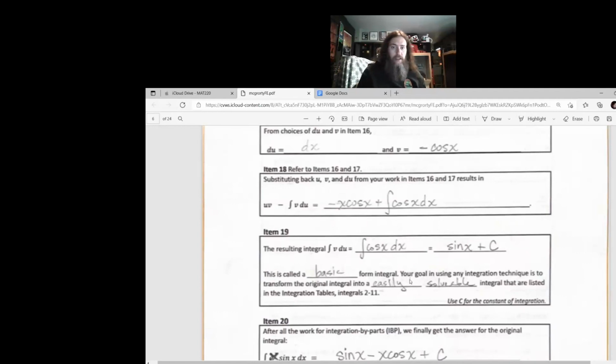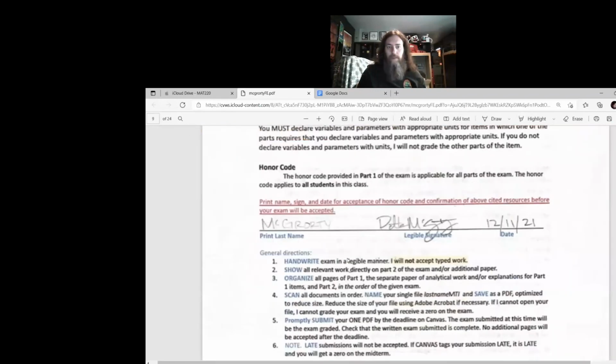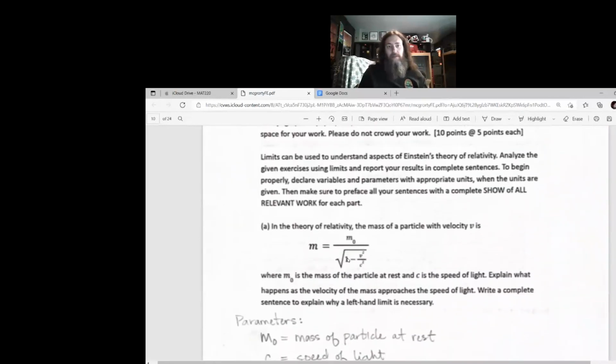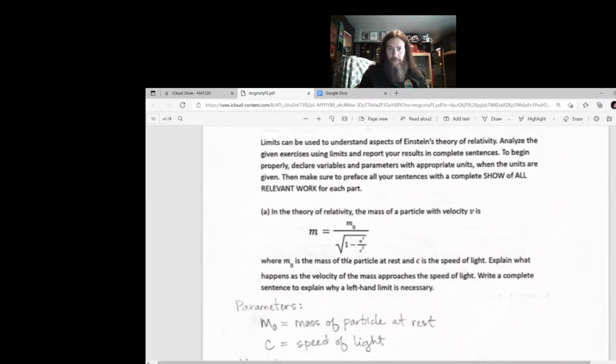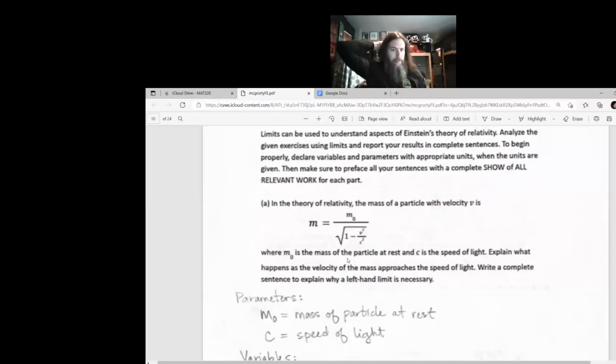So okay, 19. Let's move on to part 2, number 1. Okay, so these ones are cool. I like these physics ones. It's interesting to me to see this math actually get used. So if we're looking here at the theory of relativity, the mass of a particle with velocity v is its mass in motion equal to its mass at rest over the square root of 1 minus velocity squared over the speed of light squared, excuse me.